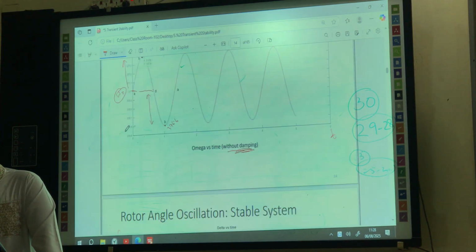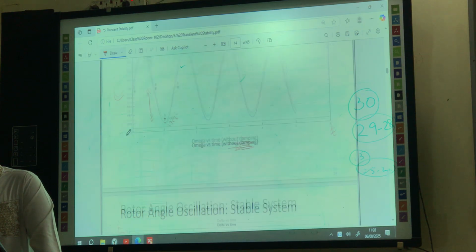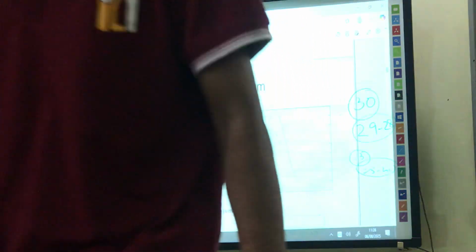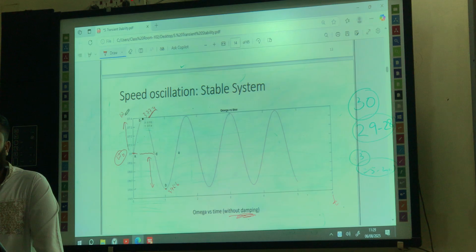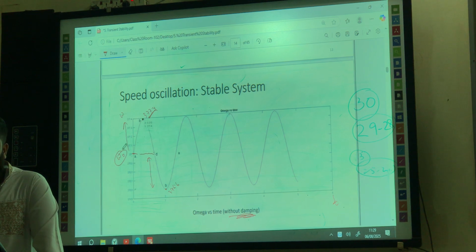Okay. Now there is one thing that you should remember from here, that whenever the system is stable, what will be the final value of this omega here? Can anyone say? If the system goes to the purely stable state, what will be the final value of omega? It will be omega naught, right? Let's say we have added the damping. So what will be the final value of omega after some oscillations? This 377. Or you can say that it will be omega naught, right?